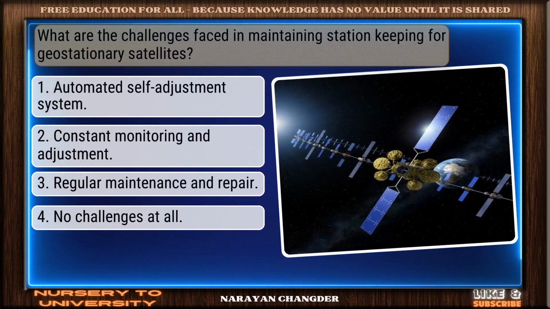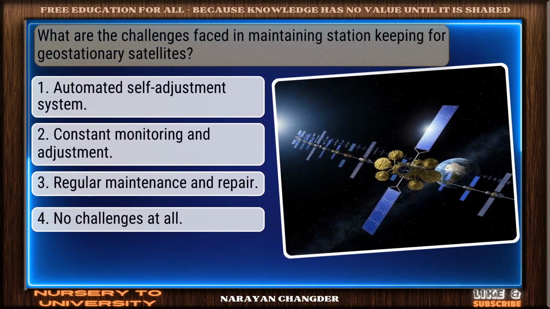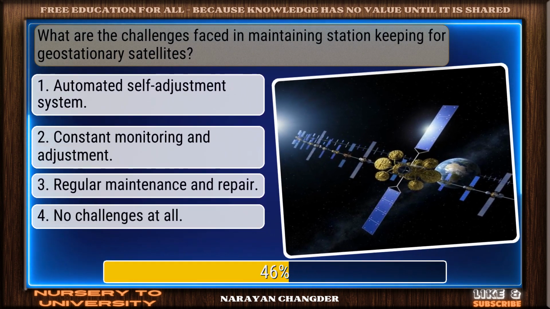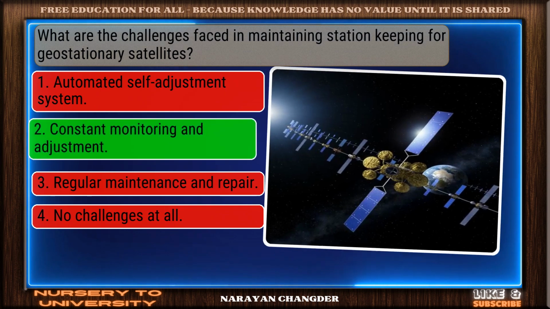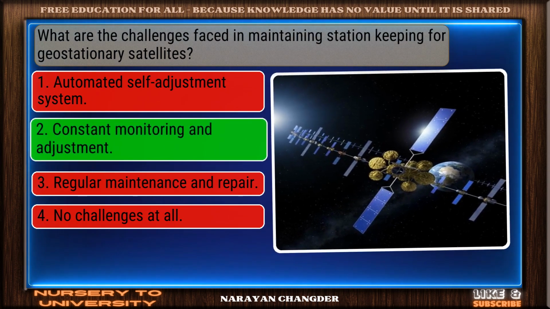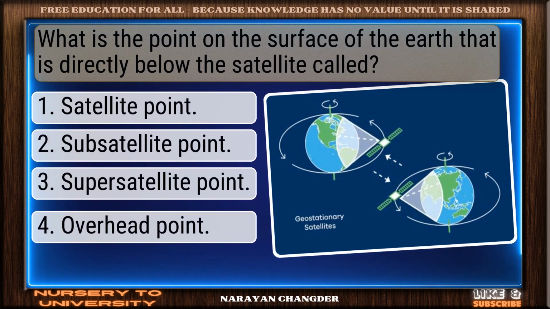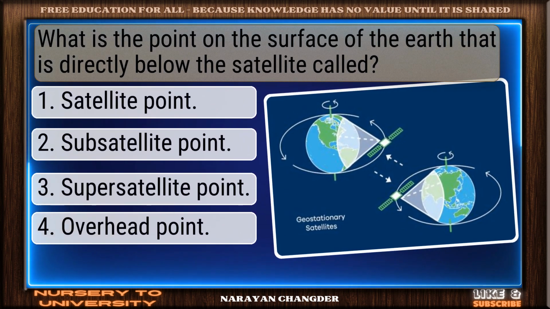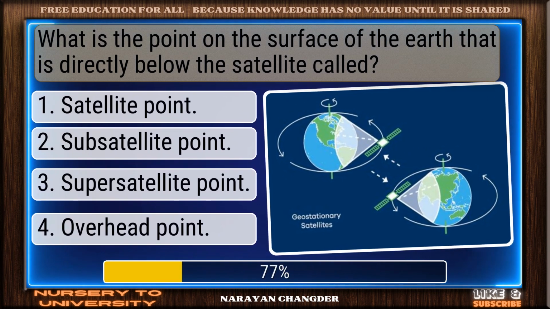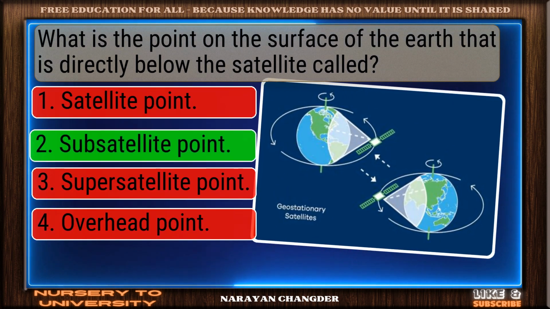What are the challenges faced in maintaining station keeping for geostationary satellites? Nice work. You chose constant monitoring and adjustment, and it is correct. What is the point on the surface of the Earth that is directly below the satellite called? You got it. Your choice, sub-satellite point, is right.